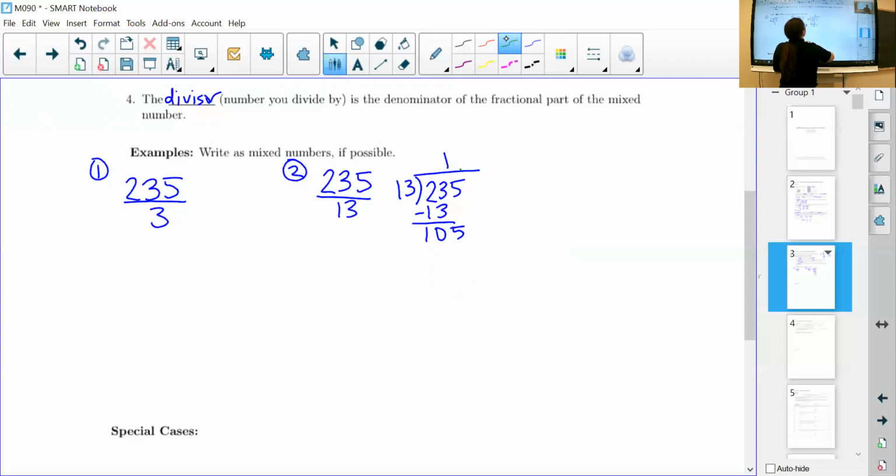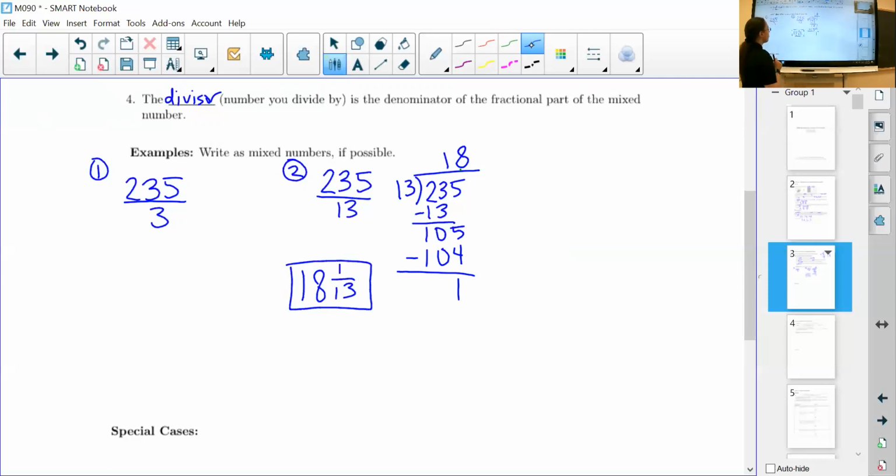I'll erase. Now I know my answer is 18. So 8 times 13 happens to be 104. Subtract. We're left with a remainder of 1. My answer is 18 and 1/13. So even if you don't know how to get the number the first time, we just kind of work through it until we've got it figured out, until this is a proper fraction. If this is improper, you got the quotient wrong.